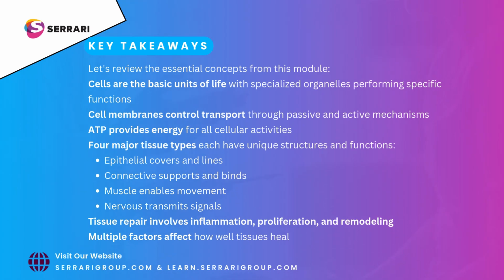Four major tissue types, each have unique structures and functions. Epithelial covers and lines. Connective supports and binds. Muscle enables movement. Nervous transmits signals. Tissue repair involves inflammation, proliferation, and remodeling. Multiple factors affect how well tissues heal.